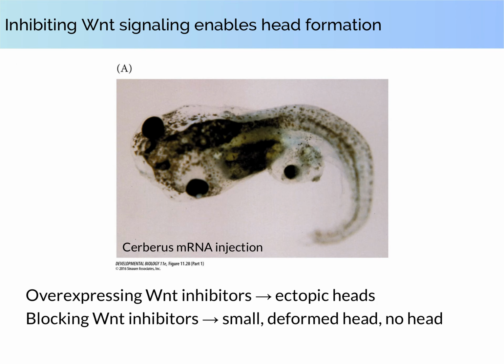Since inhibiting Wnt is important to allow the head to form, if you were to overexpress Wnt inhibitors, the embryo ends up with extra heads or ectopic heads. In this image, an embryo was injected with an mRNA for the Wnt inhibitor Cerberus, and as you can see, the embryo developed an extra head as a result. Now, if you were to block Wnt inhibitors like Cerberus, then the head would not be able to form.